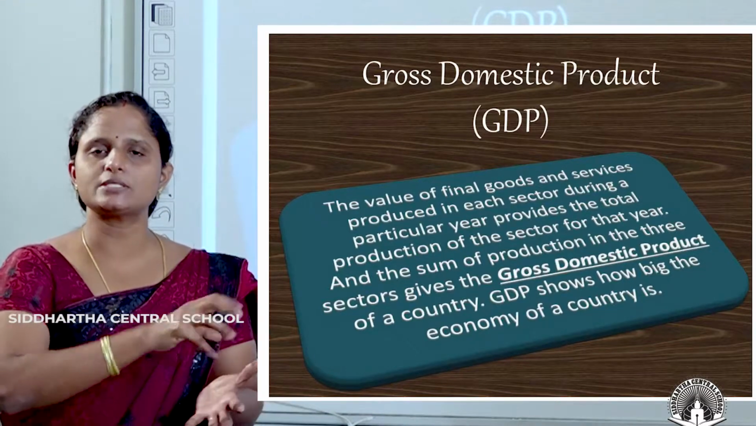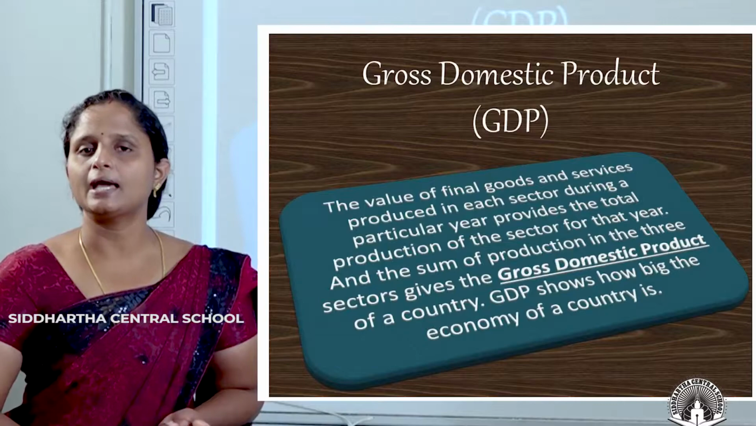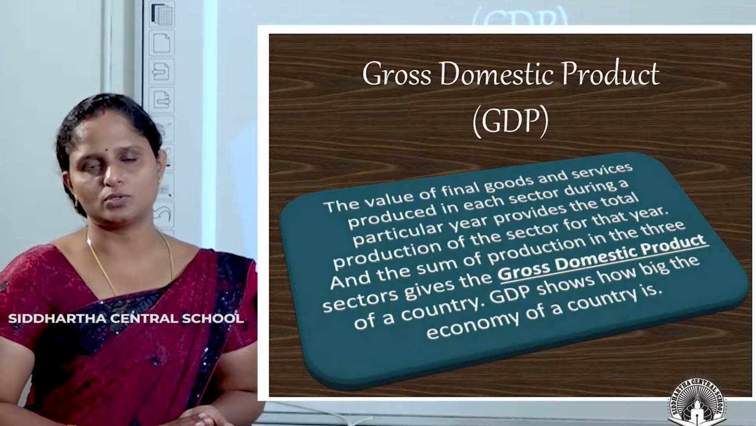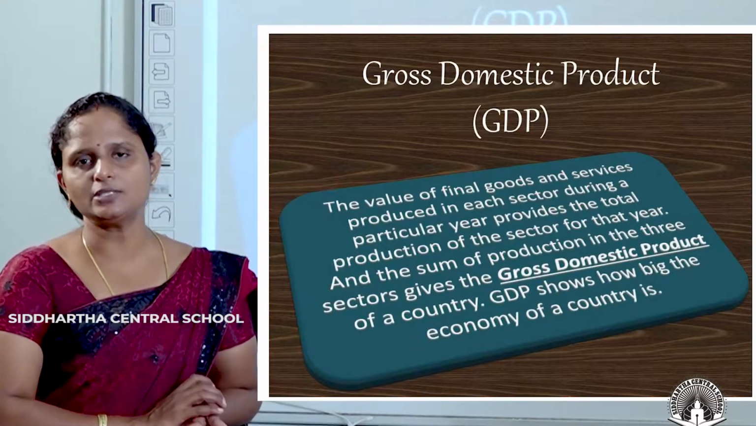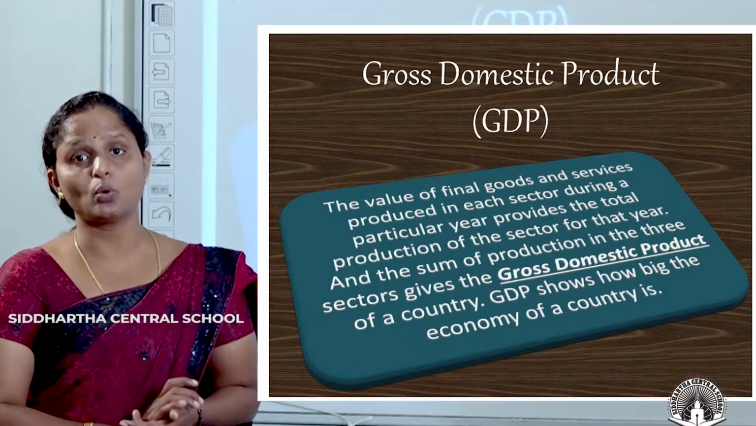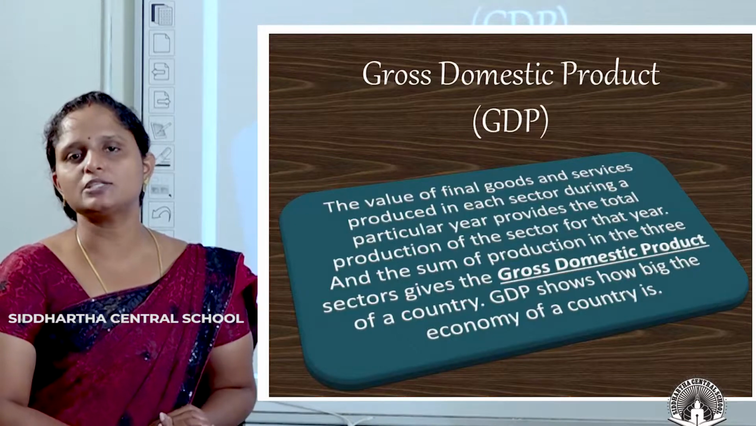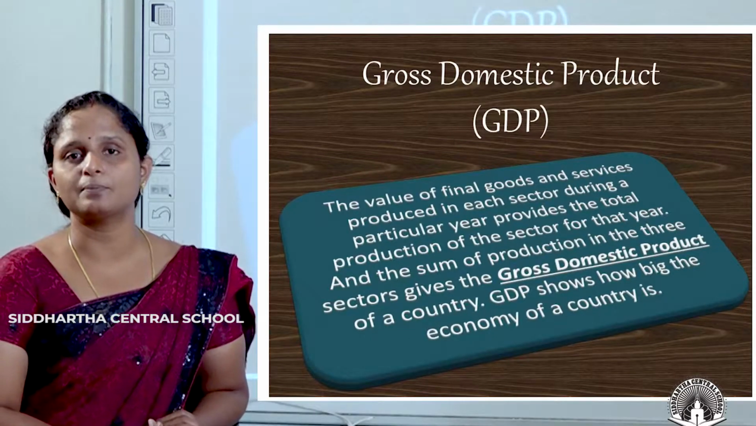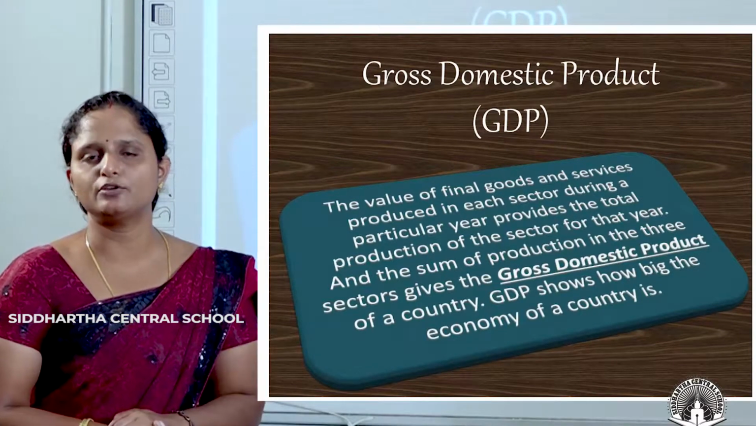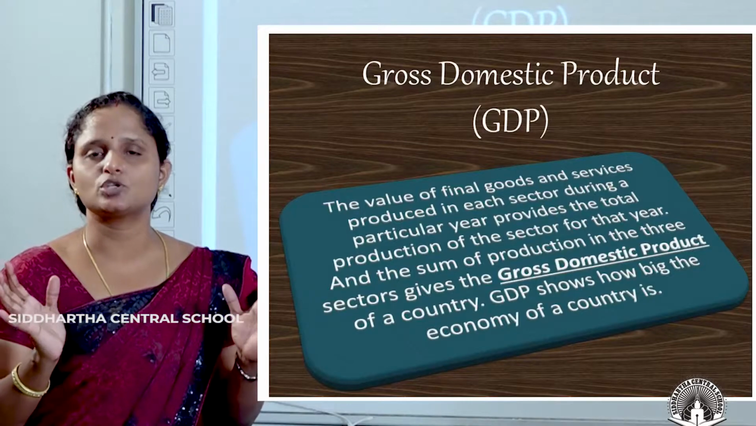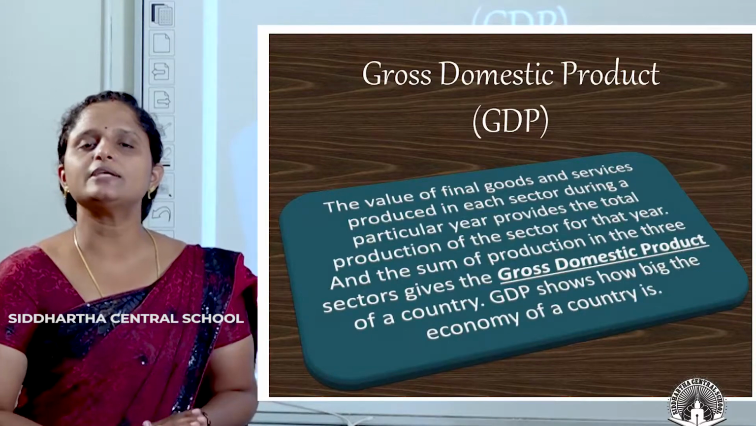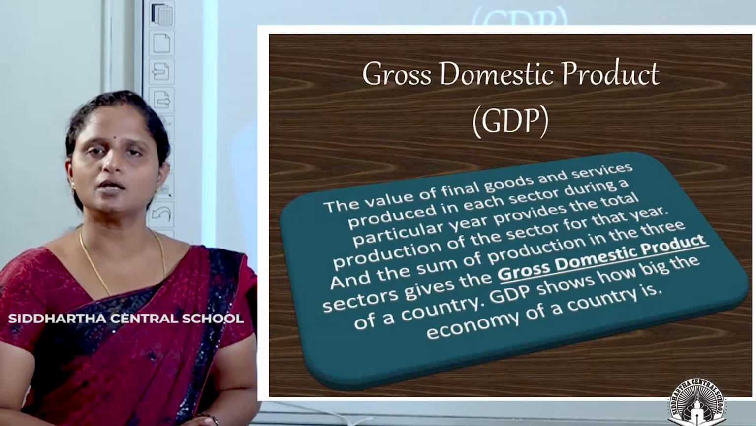Adding all this, we take the value of this biscuit, and that is the final goods, the value of the final goods. And when we calculate the GDP, we actually take the value of the final goods only. We don't take the value of the intermediate goods, because as I told you already, the value of the intermediate goods is added in the value of the final goods. So there will be exaggeration. More will be shown than what we are having in the economy. So we only take the value of the final goods.